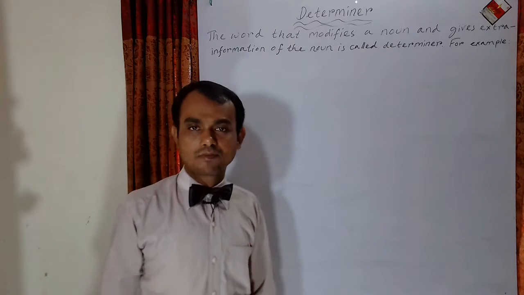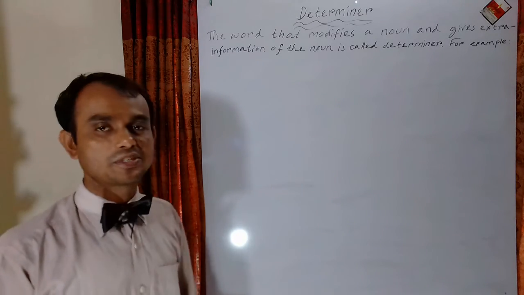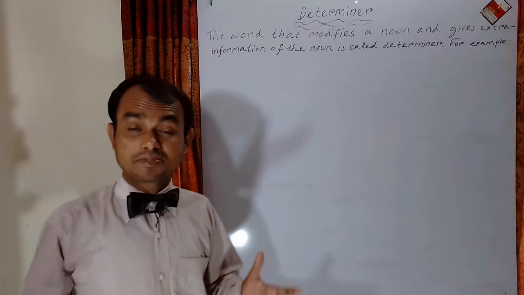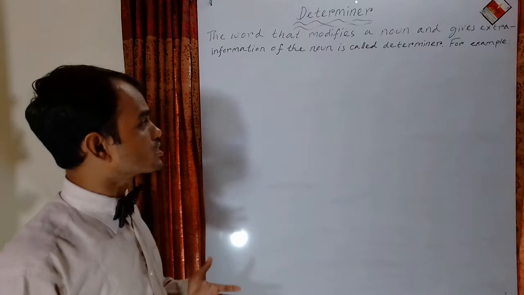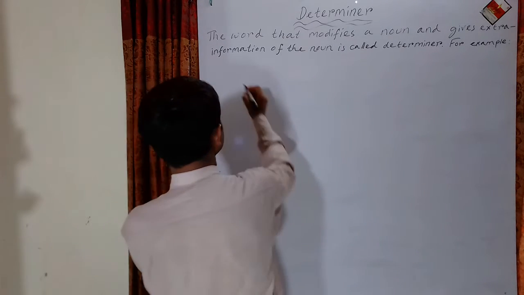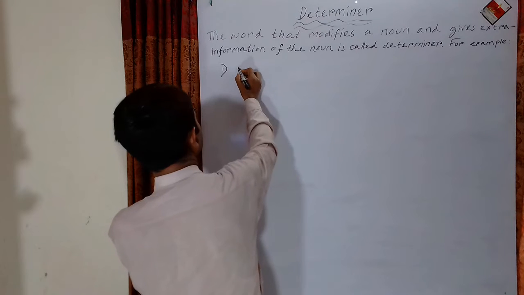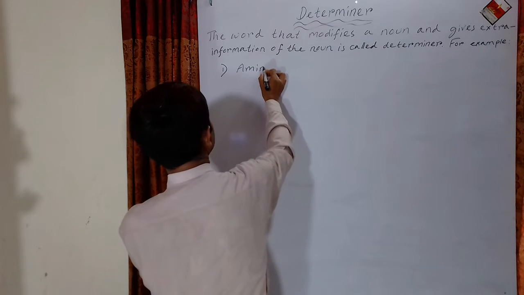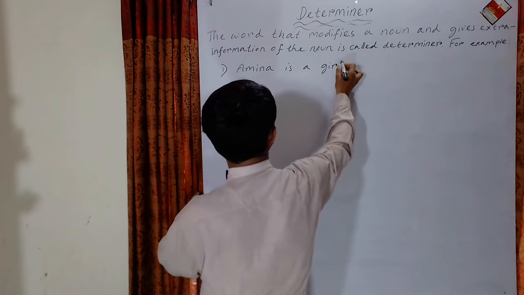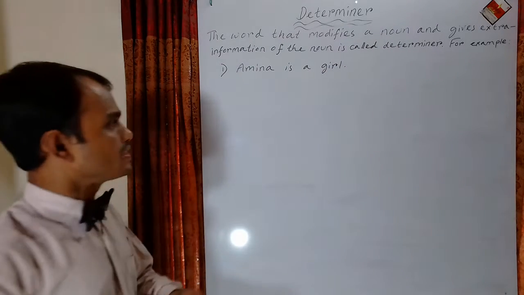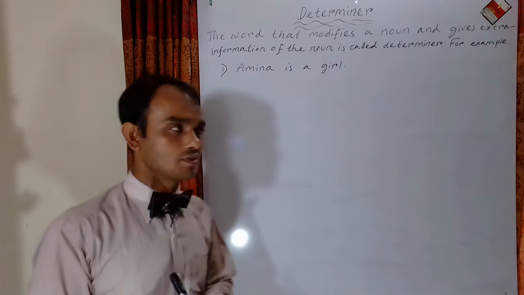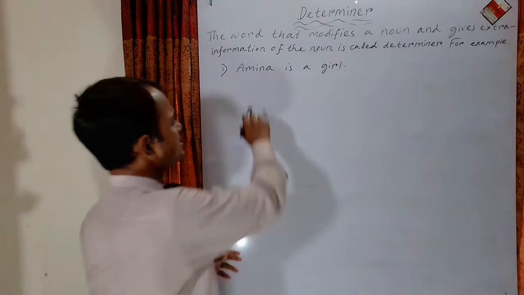Dear students, I have already written the definition of determiner. The word that modifies a noun and gives extra information of that noun is called determiner. For example, one: Amina is a girl. Dear students, I have written one sentence to give an example. Amina is a girl.